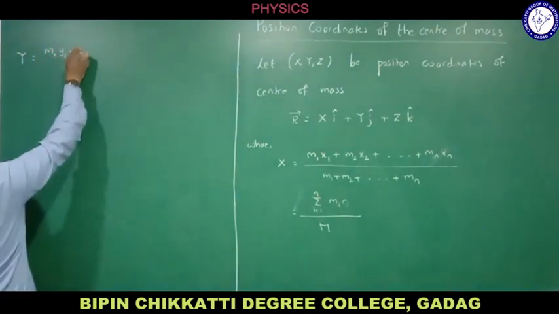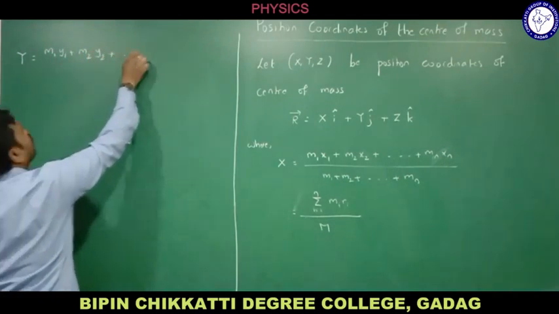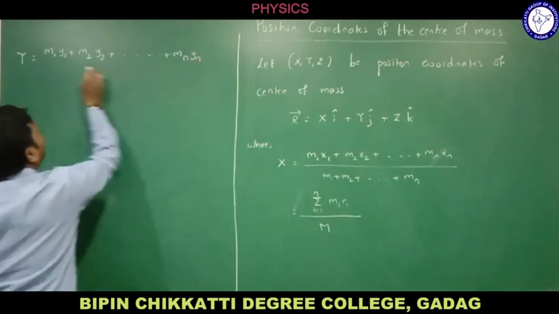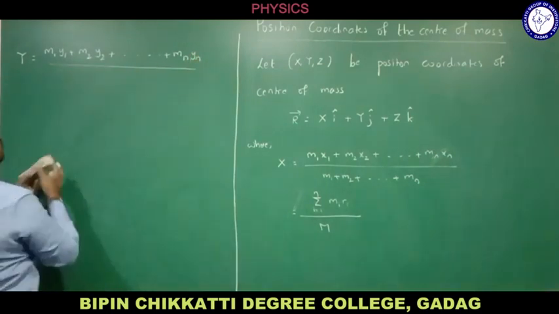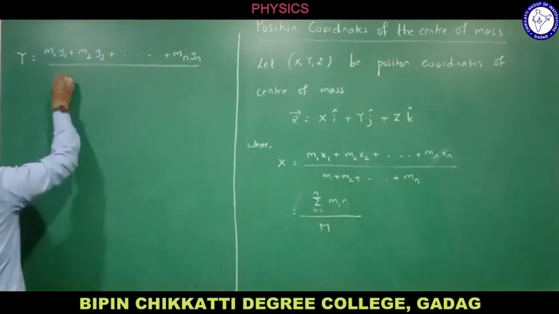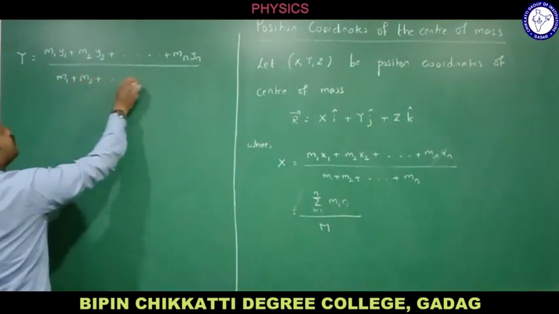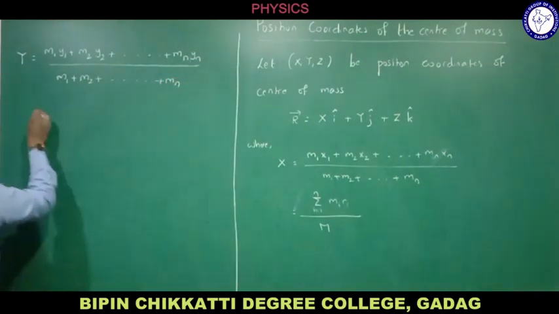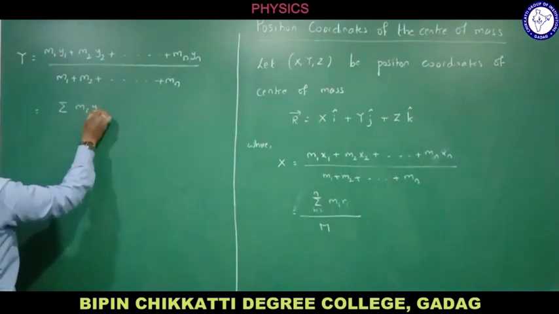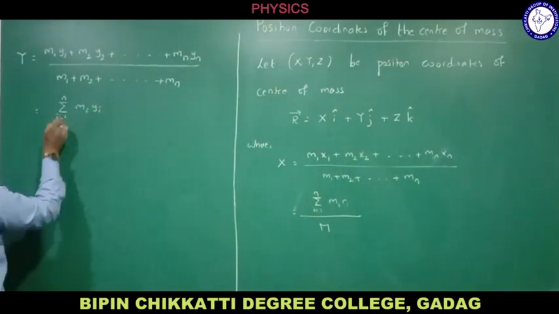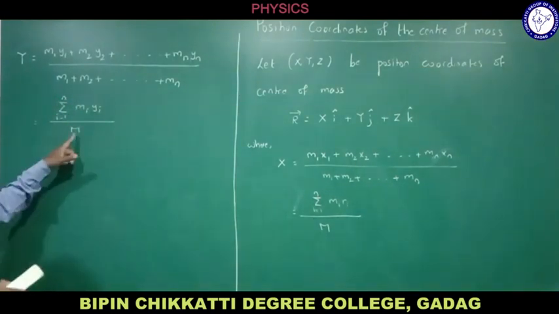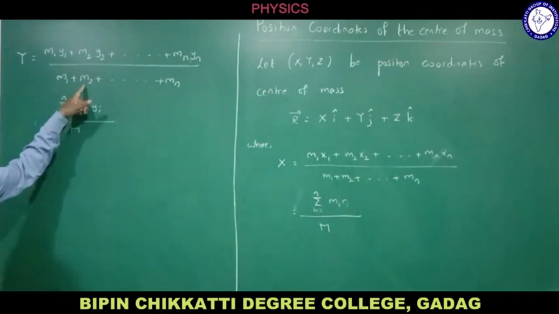m1 y1 plus m2 y2 plus dot dot plus mn yn, divided by the sum of masses, m1 plus m2 plus dot dot plus mn. This can be written as the summation of mi yi, i equal to 1 to n, divided by capital M. So what is capital M? It is the total mass of the system, right?